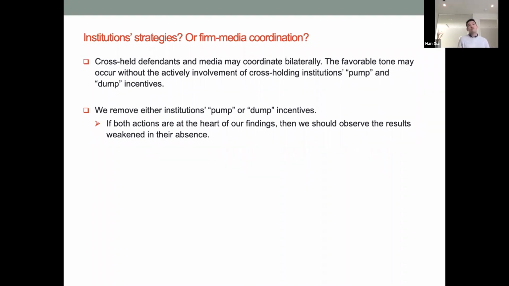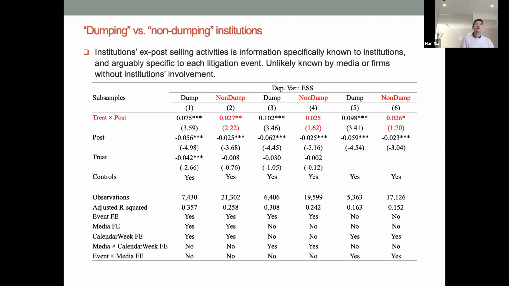So what we're going to do is the following. Now, if institutions' direct involvement and their strategic actions on the pumping and dumping are important for our results, then we should see that both the pumping part and the dumping part are driving our results. Okay, so we're going to falsify that. We're going to take out either the pumping part or the dumping part and see if indeed our results are weakened. Now, this is the first table where we strip out the dumping part.